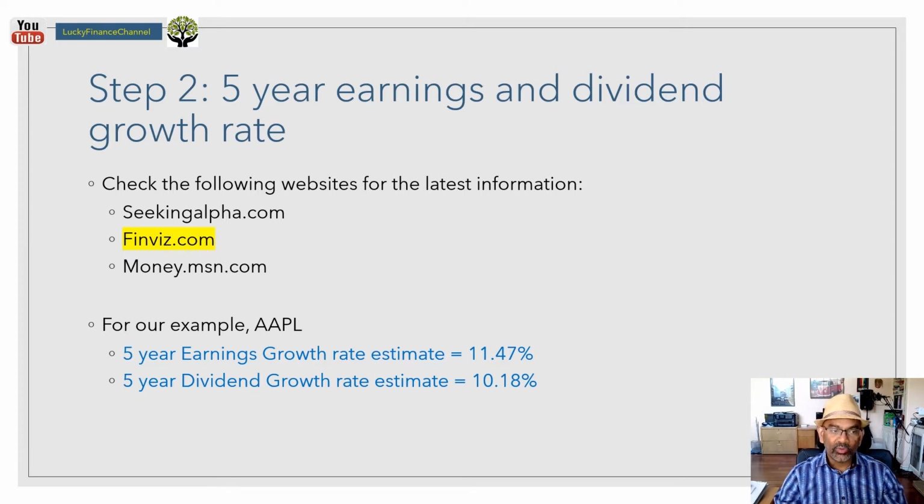For Apple, if you go to Finviz, you'll see the 5-year earnings growth estimate is about 11.47%, which is really good. And the 5-year dividend growth rate is just about 10%, which is also really good. So very solid numbers from a finance perspective. All right, that's the end of step 2. Let's move.